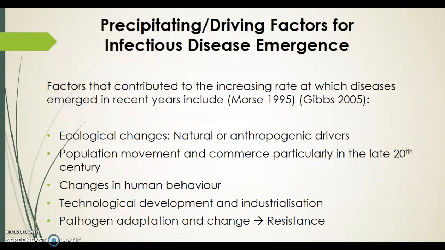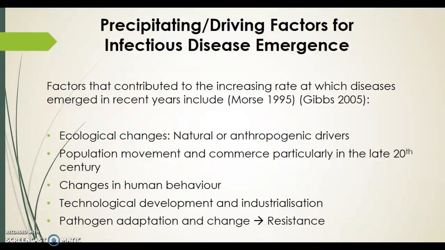Population movement and commerce, particularly starting in the late 20th century. So population movement can be due to wars, travel, or migration. So for example, workers moving from rural areas to the cities. Obviously, due to globalization, new transports were created, buses, cars, trains, planes, allowing mass transportation of not only people, but pathogens as well. And this obviously sped the dissemination of diseases.